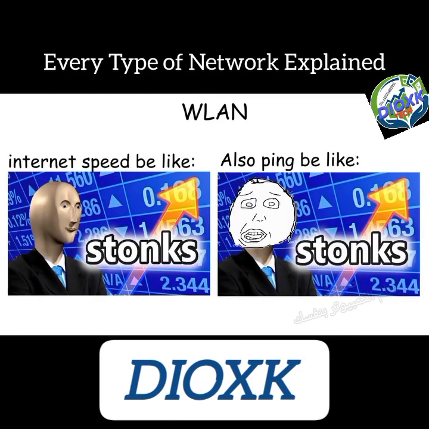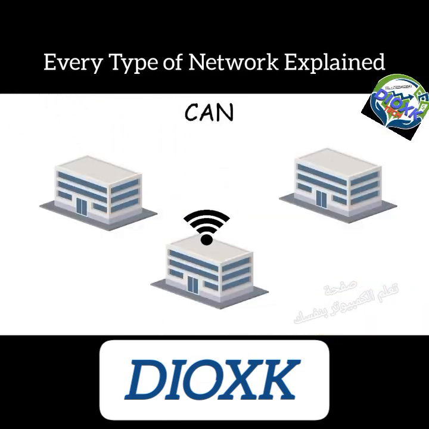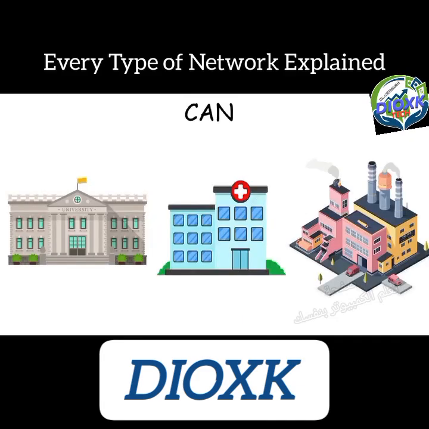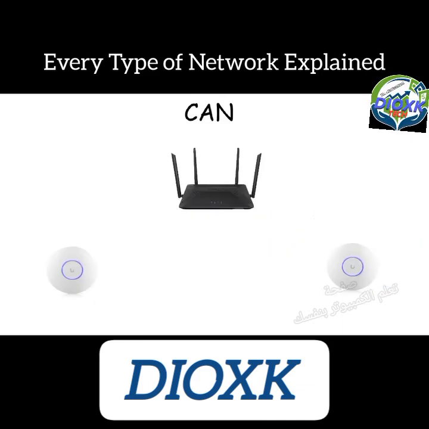CAN. A campus area network, or a CAN, is a network that connects multiple buildings within a limited area, such as in a university, hospital, or industrial complex. This wide area coverage is possible because the Wi-Fi is extended using multiple access points in other buildings that are wired to the main router.